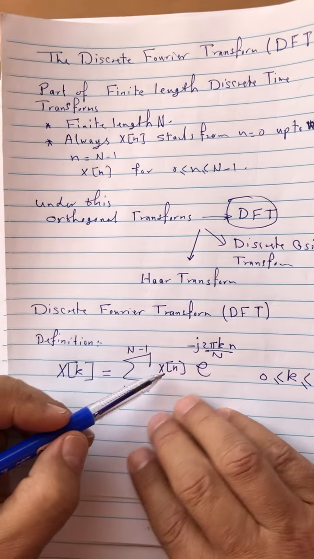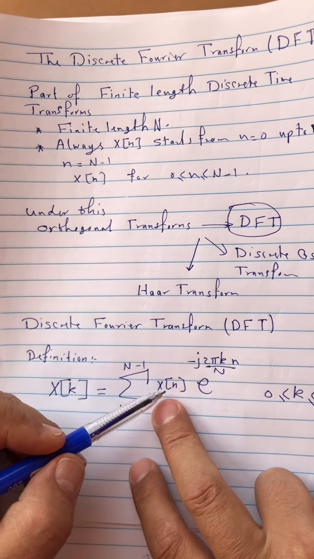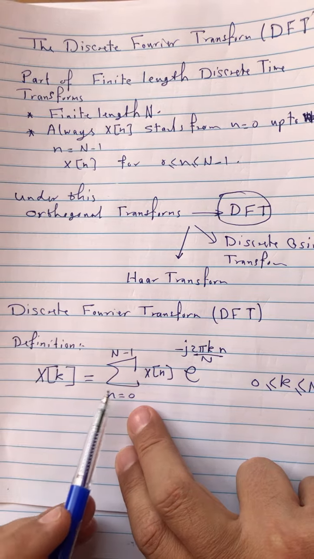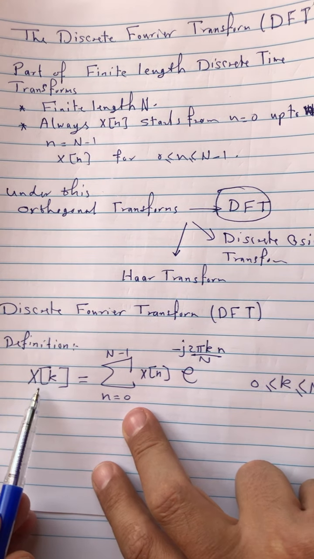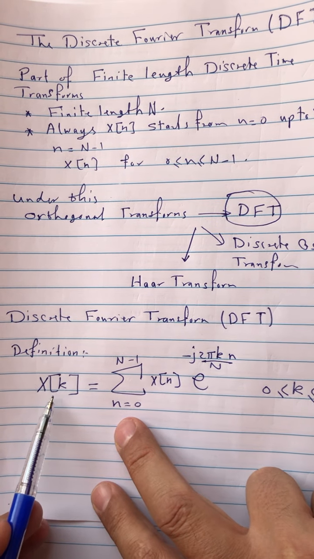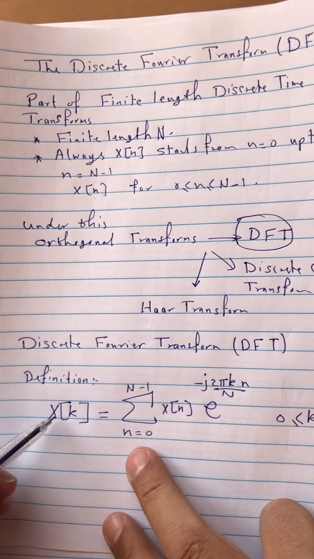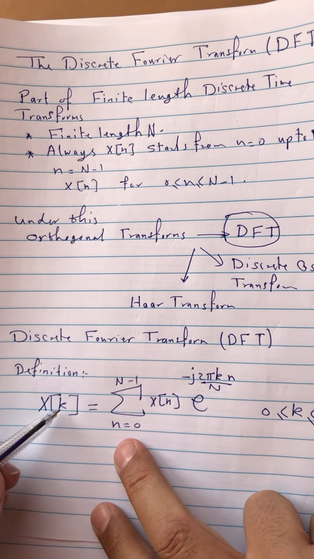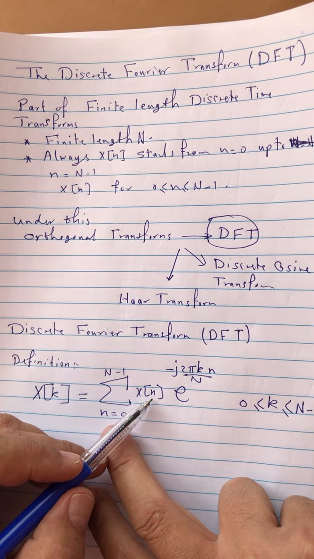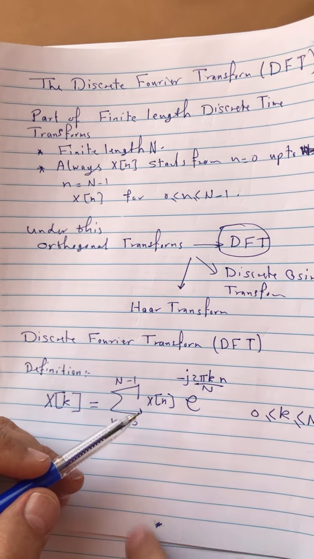The x of n is our sequence in the time domain. This is the form of the transformation. And X of k is the transformed sequence in the frequency domain. So capital X means that you are in the frequency domain. The index k is also in the frequency domain. The index n is for the time domain, and the lowercase x is for the time domain also.